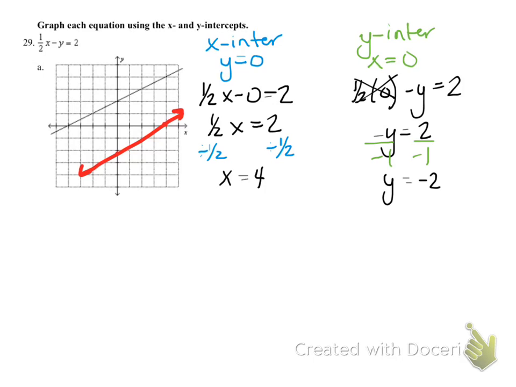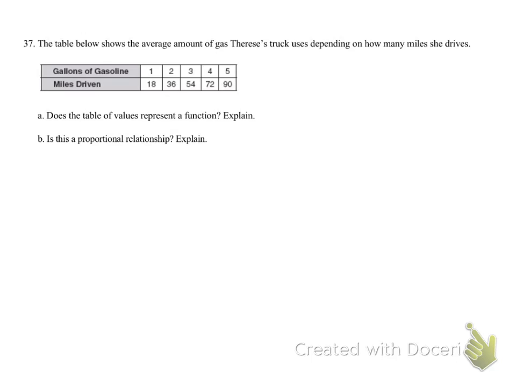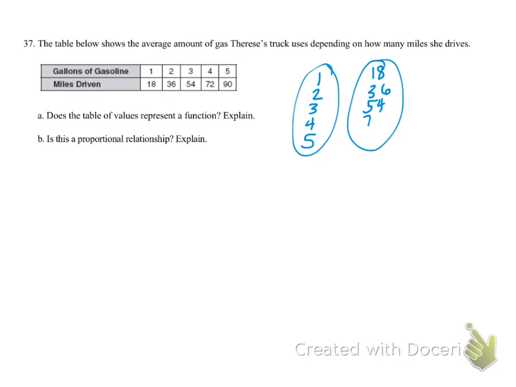All right, next problem. The table below shows the average amount of gas Teresa's truck uses depending on how many miles she drives. Is this a function? Well, remember that a function has one y value for each x value. So if I set up a mapping diagram and I draw my little arrows, each x value has exactly one y value. So yes, it is a function.